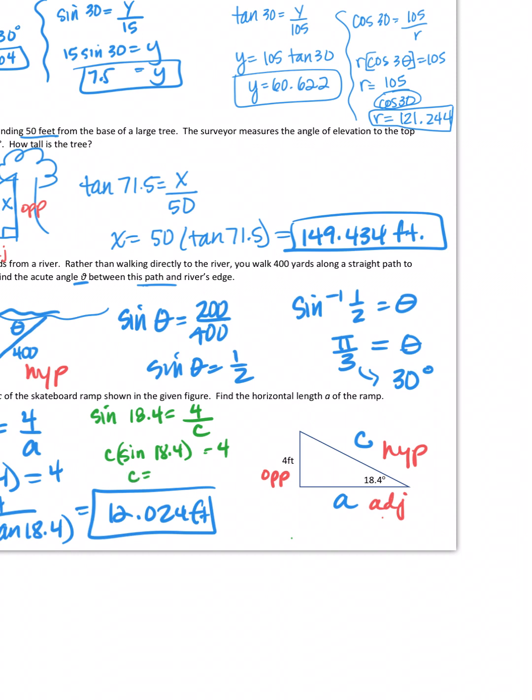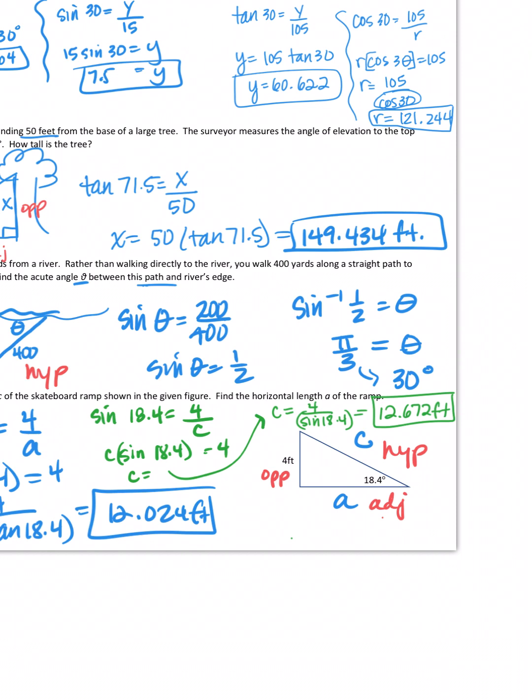So then C would be, I'm going to come over here. If I divide, I would have C equals 4 divided by the sine of 18.4 in my calculator. When I do that, I get 12.672 feet. There you go. That's how you work it.